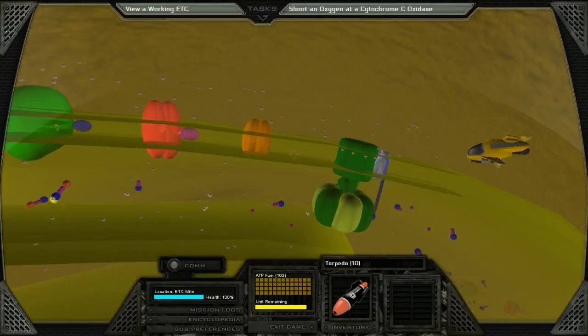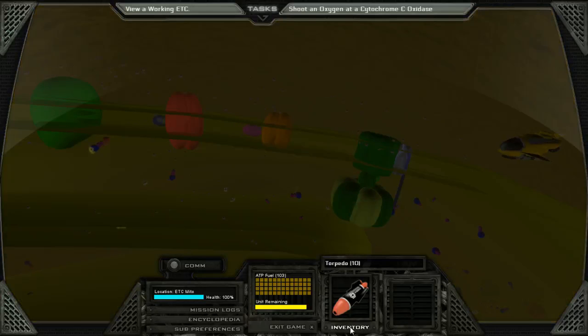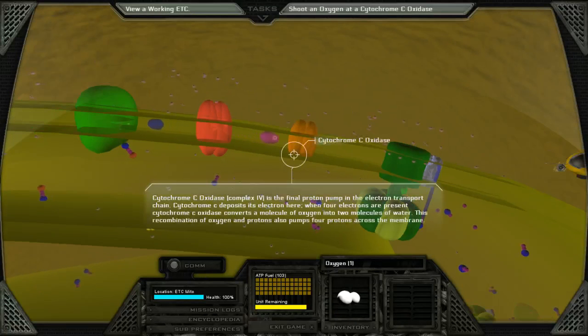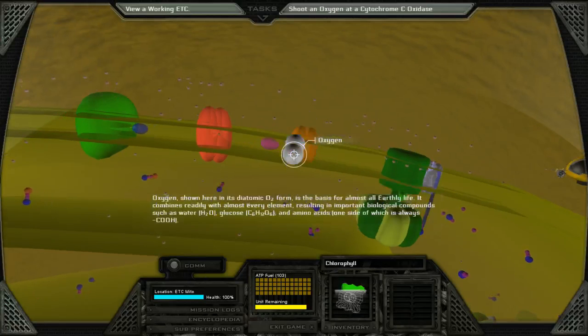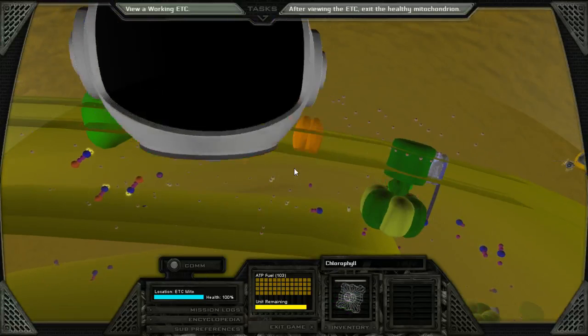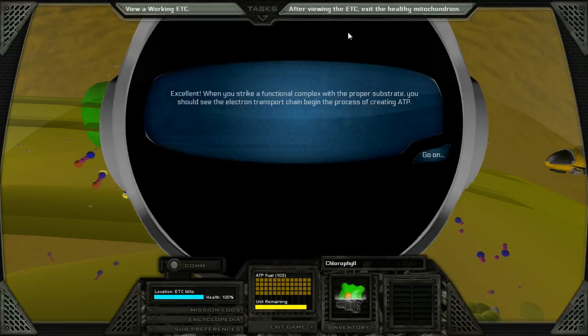Yes, and so when oxygen impacts cytochrome C oxidase, if the protein is working, we see the electron transport chain reset, and we get sparkles and a fun sound, and that is how they perform experiments against these proteins, much like that. So we viewed the healthy ETC. Our task is now to exit.